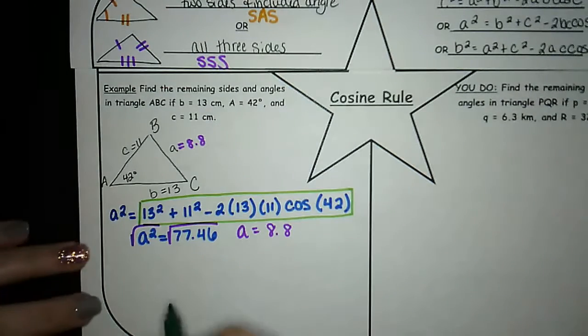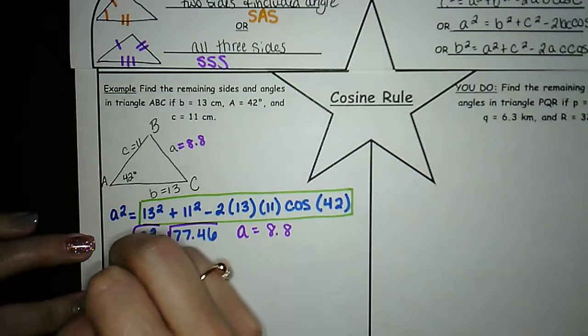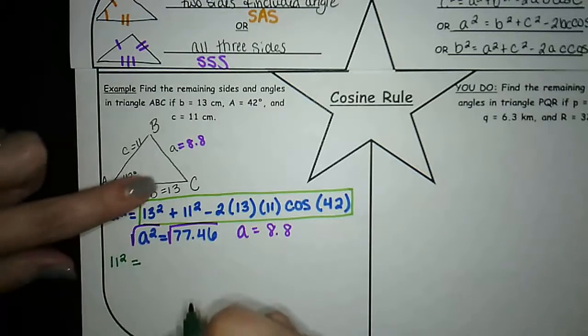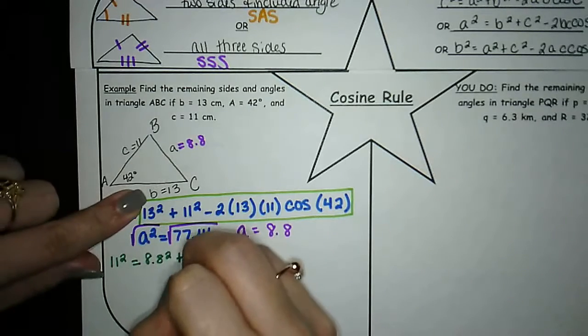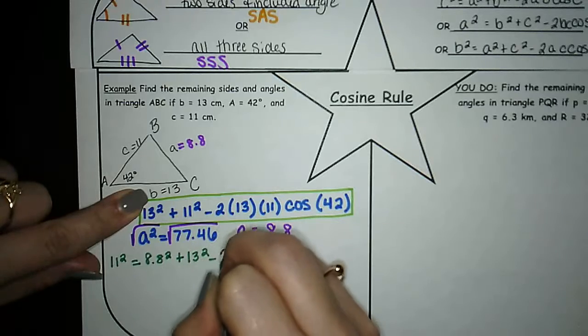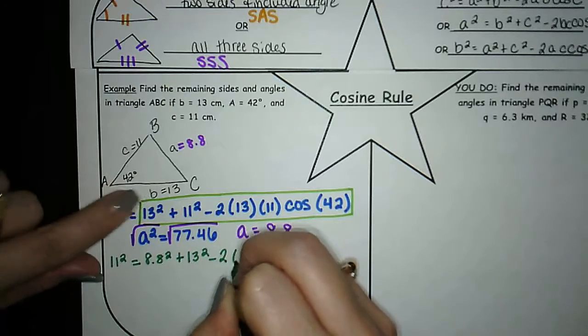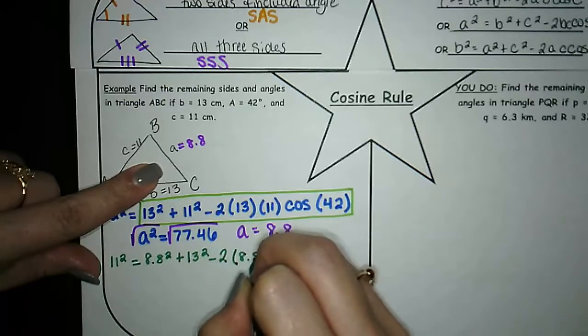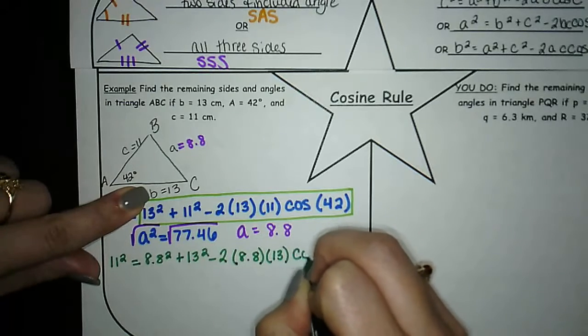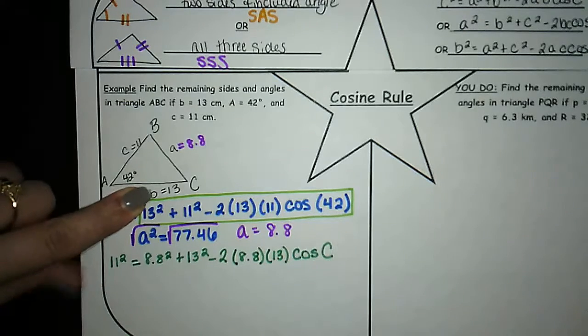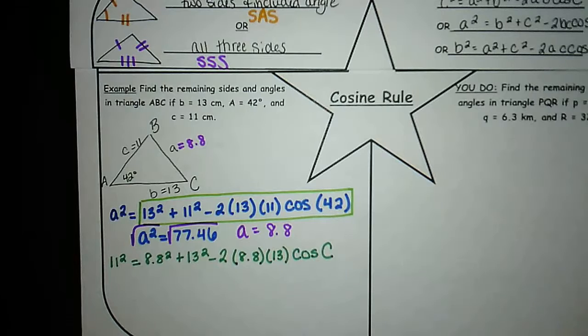We have c squared, 11, equals a squared plus b squared minus 2ab cosine C. Little a is 8.8. Little b is 13. And we're trying to find big C. This is also how you work out this problem if you're given side, side, side, because you don't have any angles. So we're going to simplify what we can.